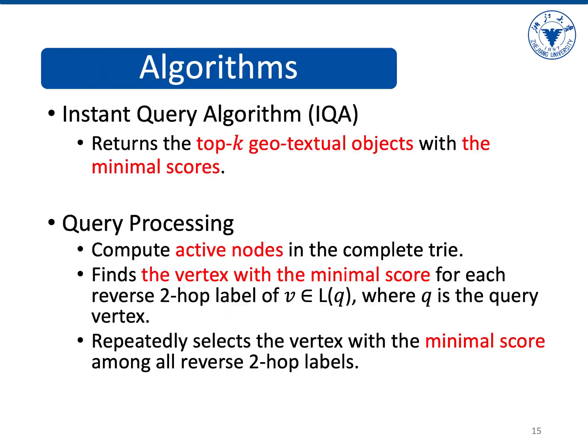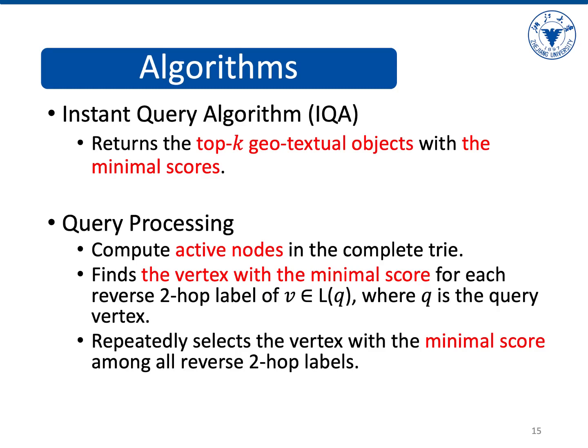Next, we introduce the instant query algorithm. It returns the top k geotextual objects with the minimal scores. With the help of the R2T index introduced previously, the query can be efficiently handled. The basic idea of IQA is to progressively return the vertices with the minimal score among all reverse two-hop labels. The active node is the node whose represented string has keyword edit distance to q.st not larger than tau. It first computes active nodes in the complete tree.